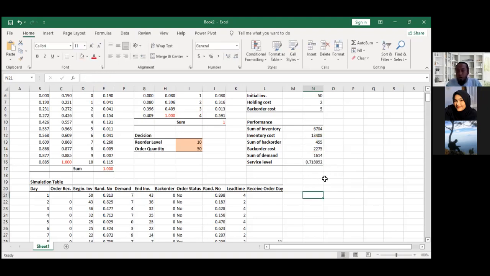Our service level is only 71%, because based on this demand we have back order. Sorry, this one, the sum of back order. So based on this demand, 1,614, we have back order 455. So our service level is 71% only.